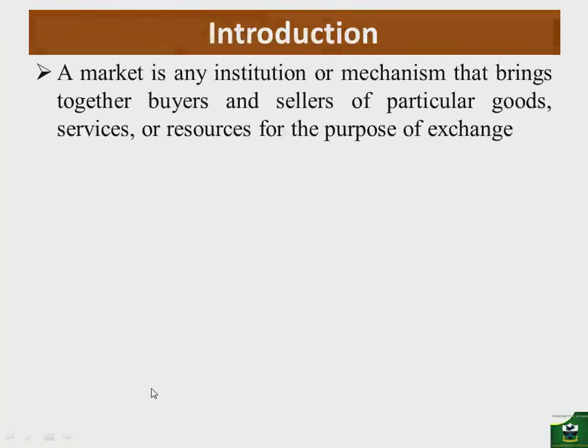So a market is any institution or mechanism that brings together buyers and sellers of particular goods, services, or resources for the purpose of exchange. Now, this means that a market need not be only a physical place where you find people selling tomatoes and you buy tomatoes or vegetables. A market is any arrangement. It can be online, as long as the buyer and the seller are engaged and exchanging currency for goods, then we have a market.